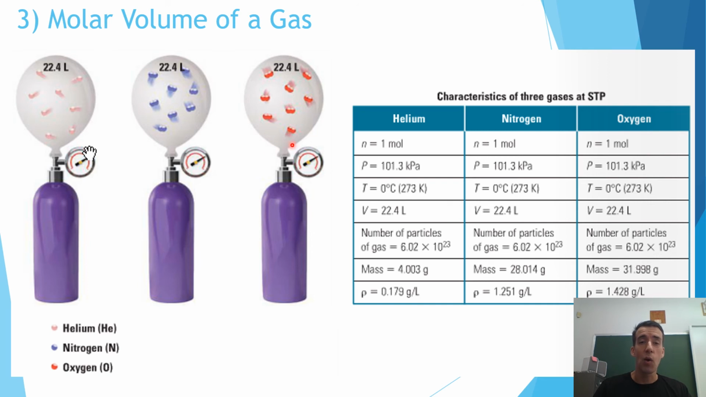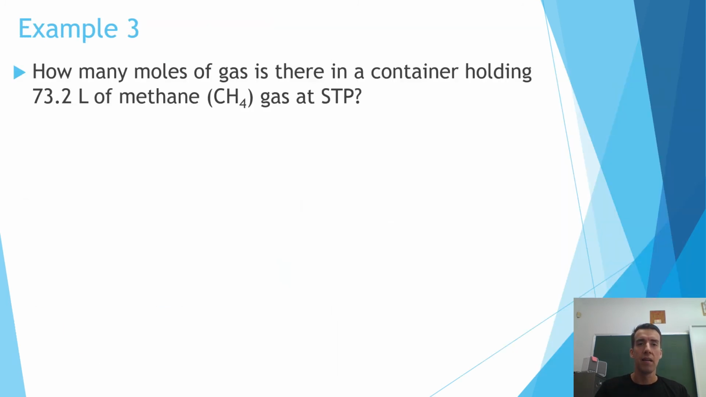Now we're going to see that 1 mole of oxygen will occupy 22.4 liters, and 1 mole of nitrogen, 22.4 liters, and also, even if it's really small, 1 mole of helium will take up 22.4 liters. So no matter which gas you have, 1 mole of a gas is always equal to 22.4 liters of that gas.